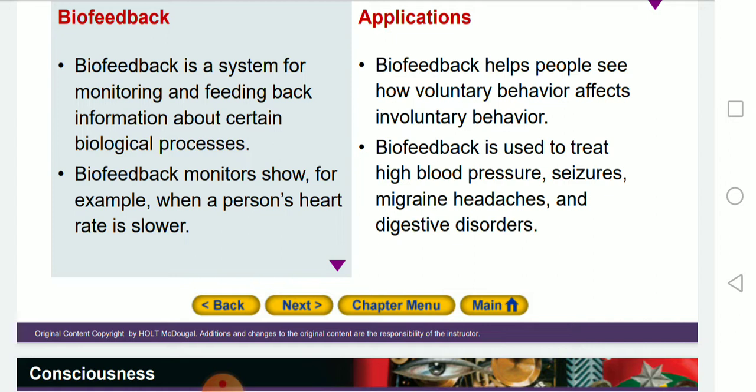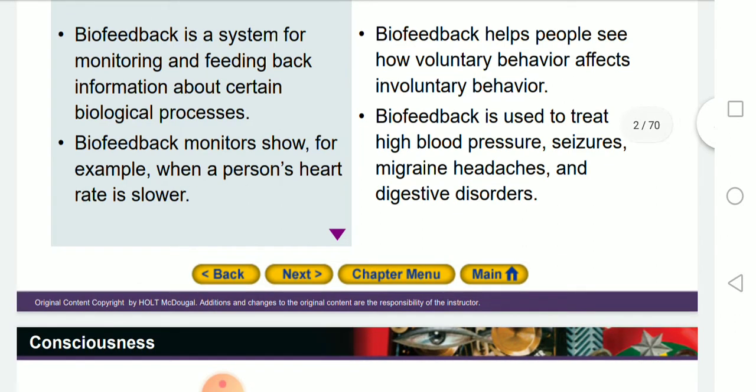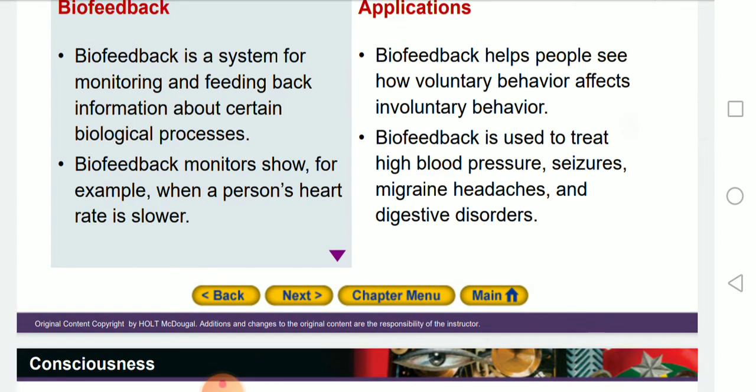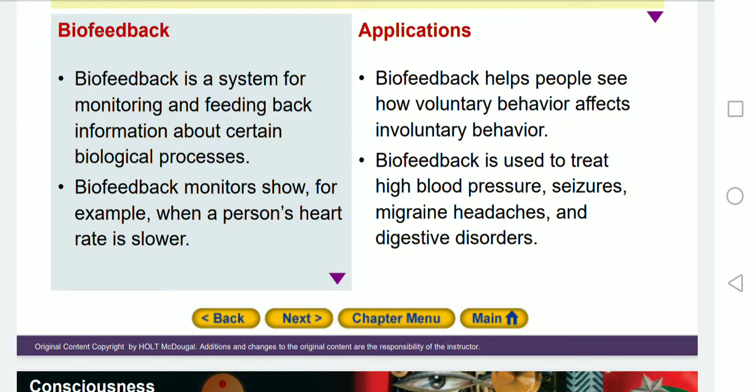Biofeedback is used to treat what? To treat high blood pressure, seizures, migraine headaches, and digestive disorders. Imagine that we have a child who has some digestive disorders. He can't go to the bathroom to poo, for example, so he has constipation. You know that this system can heal his problem in a very easy way. Let's see a short video for this, and then we will come back.